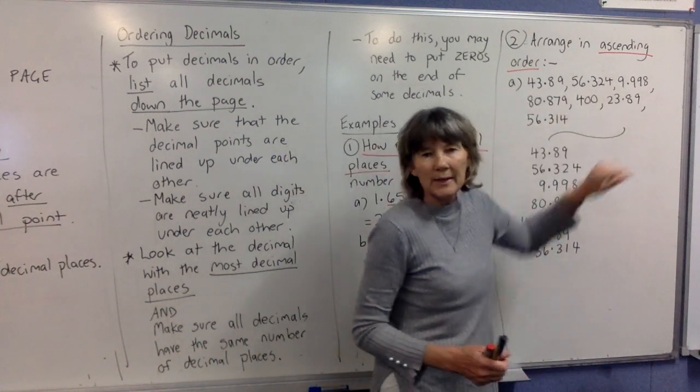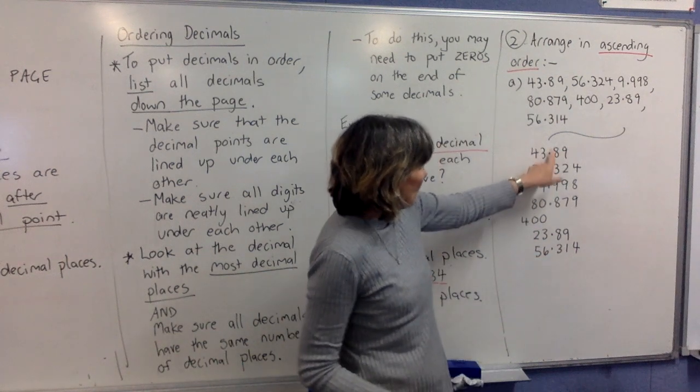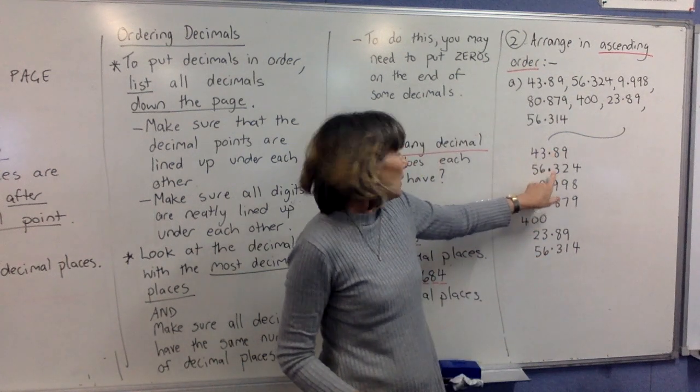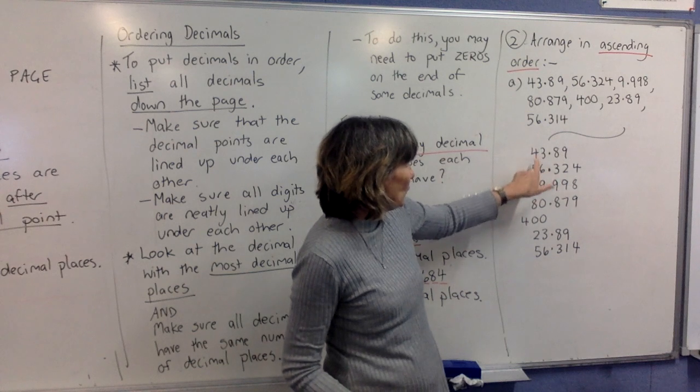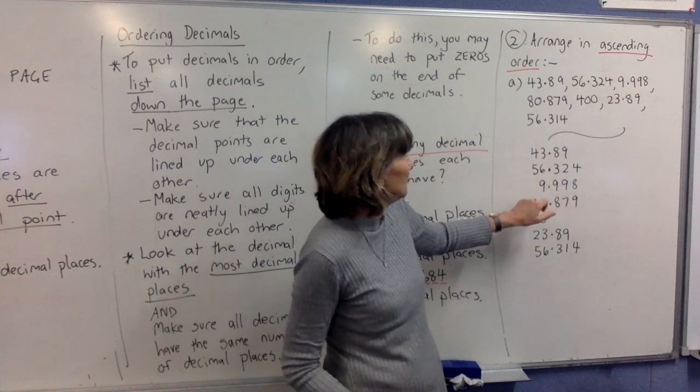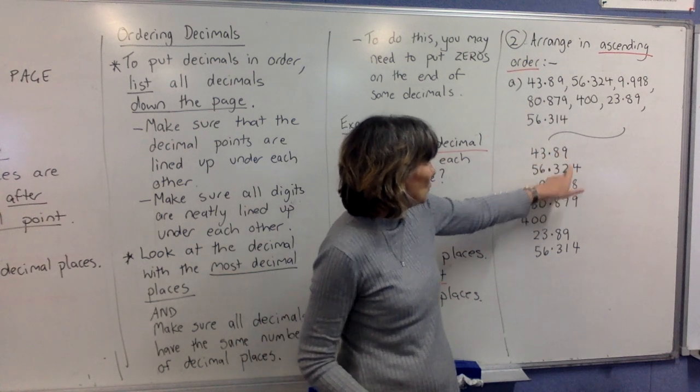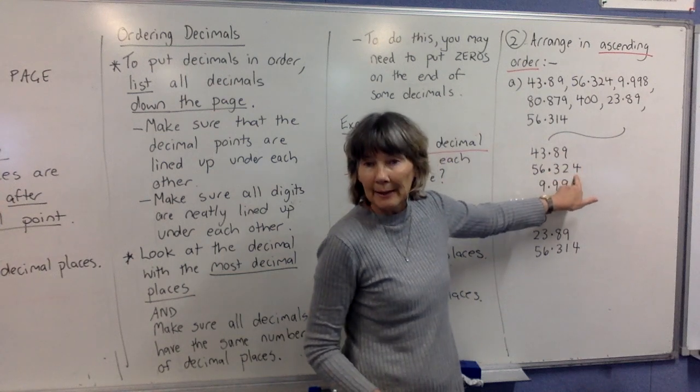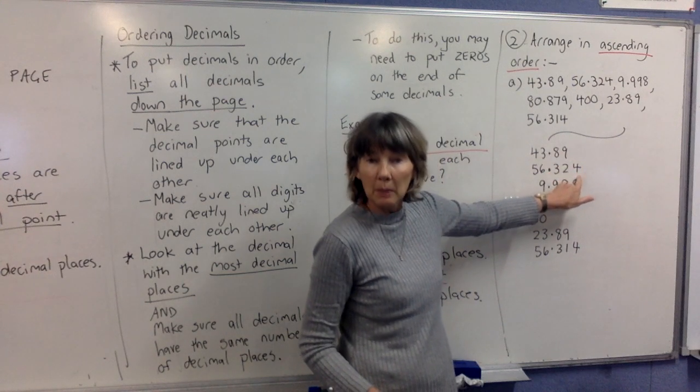The next one is 56.324. So I've lined up my decimal point. The 56 goes under the 43, line it up neatly. Then we have 3, 2, and 4 will come over here because it's an extra decimal place.